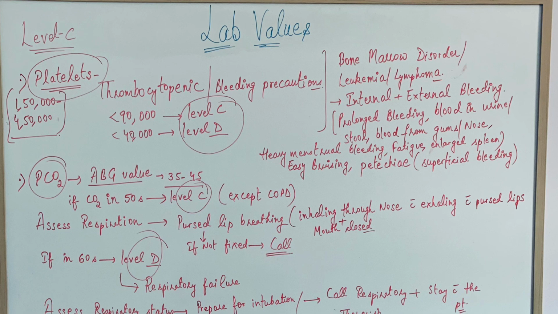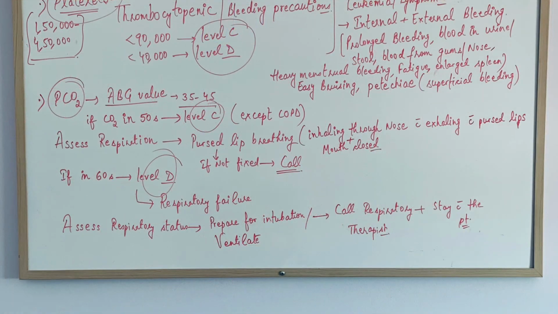Let's move on to partial pressure of carbon dioxide. We generally look for that in the ABG value, and the normal value is 35 to 45. But if the value goes high, like in the 50s, 50 plus, the nurse should look for that. It's an alarming situation. It means the patient is going into respiratory failure.